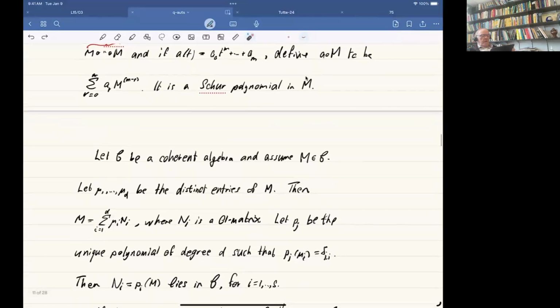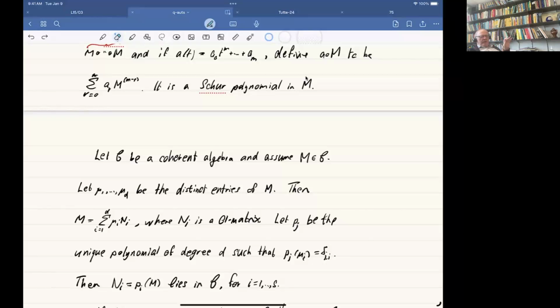Now suppose you've got a coherent algebra and you've got a matrix M in your coherent algebra. It's got distinct entries u1 through ud. Actually, the simplest case at the moment, just imagine there are 2 entries, and let's be lazy and assume they're 1 and 2. So pick the quadratic polynomial whose value on 1 is 0 and whose value on 2 is 1. So that gives me a quadratic polynomial, call it Q of T. Then the Schur polynomial Q circle M is: take my original matrix, replace the 1s by 0s and the 2s by 1s, so I get a 0, 1 matrix.